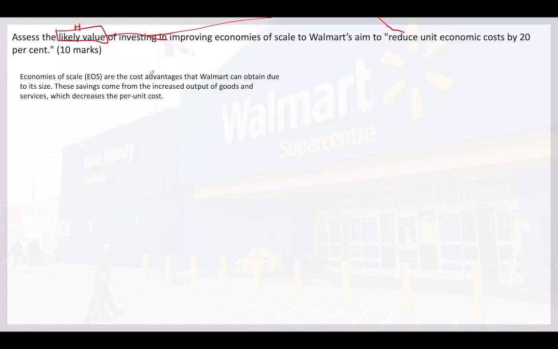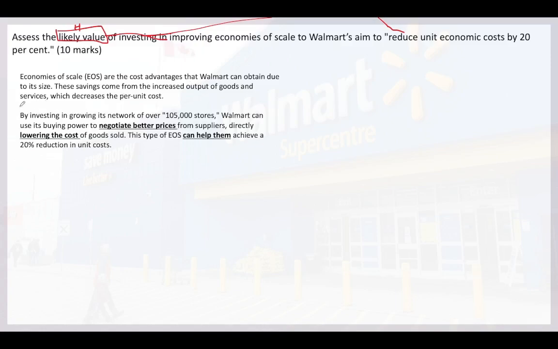So economies of scale are cost advantages that Walmart can obtain due to its size. These savings come from the increased output of goods, selling more stuff, and services which decrease the per unit cost. Now, the reason we've got a good definition there is we've got per unit costs, we've got increased outputs, we've got cost advantages. It's all in our definition, which sort of structures our answer.